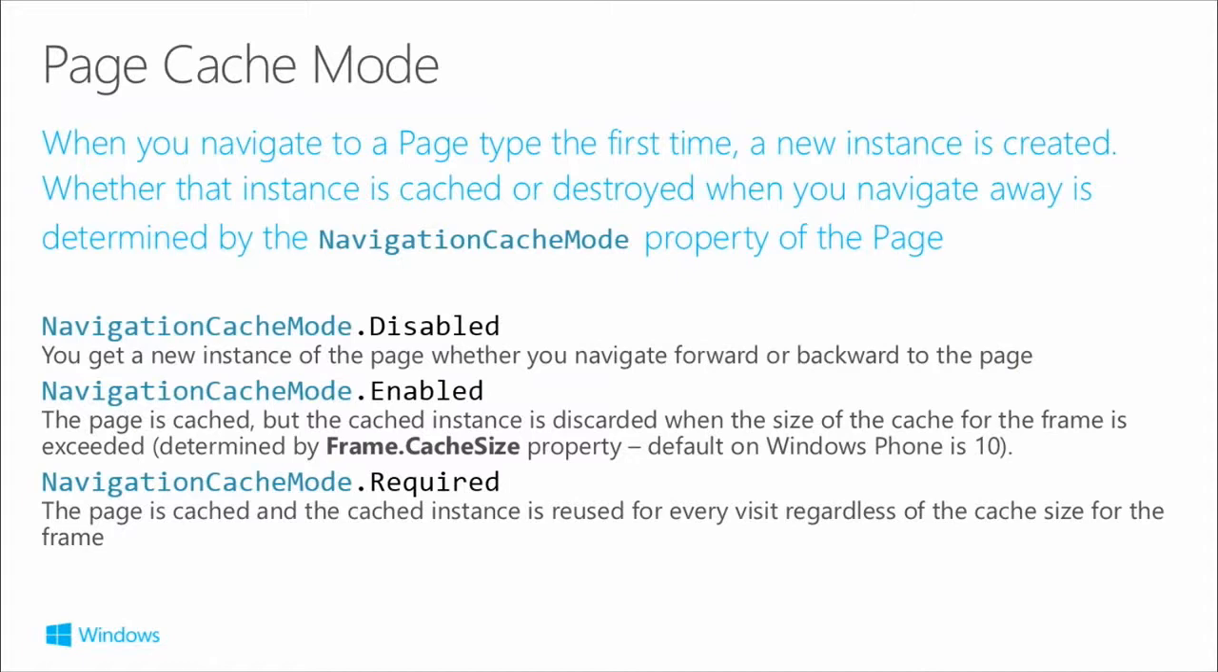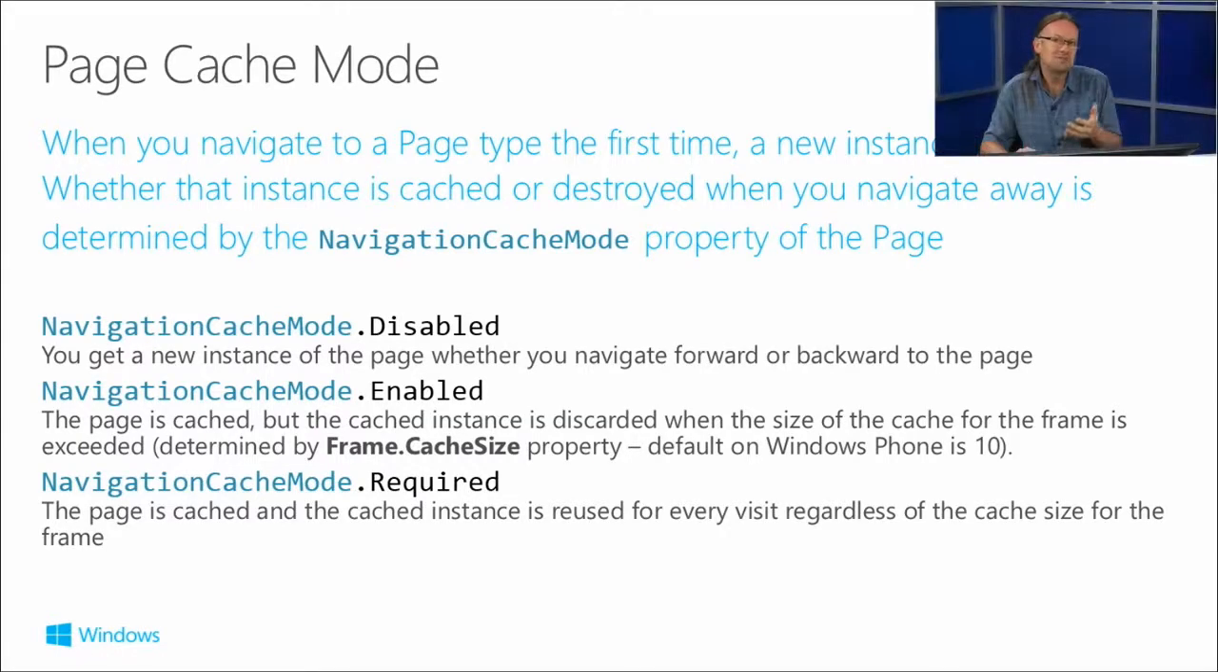Well, I'll talk about a couple of things. Page cache mode first. This is just so you're aware of it, don't worry about it. When you navigate forward to a page, obviously the first time your app does that, you're going to create a new instance of that page. And then you might navigate to another page and then go back to it, and then you'll do another forward navigation to the page of the same type. This navigation cache mode simply controls whether you just reuse the same instance of the page object you created before.